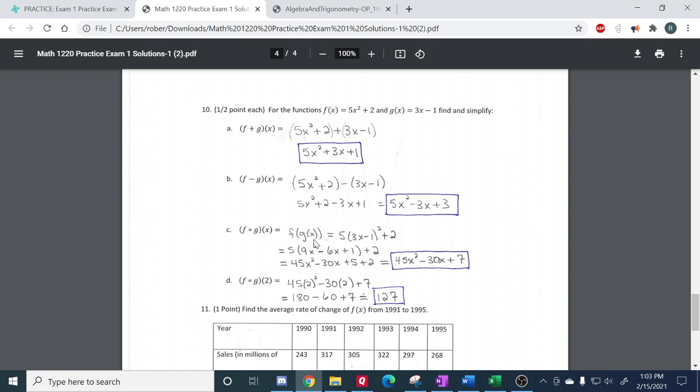The g gets done first. The g is 3x minus 1, and that 3x minus 1 is going to get thrown into the f of x function. So it's going to be 5 times that 3x minus 1 squared plus 2. And then when you square that out, you have to FOIL it out. It becomes looking like this.